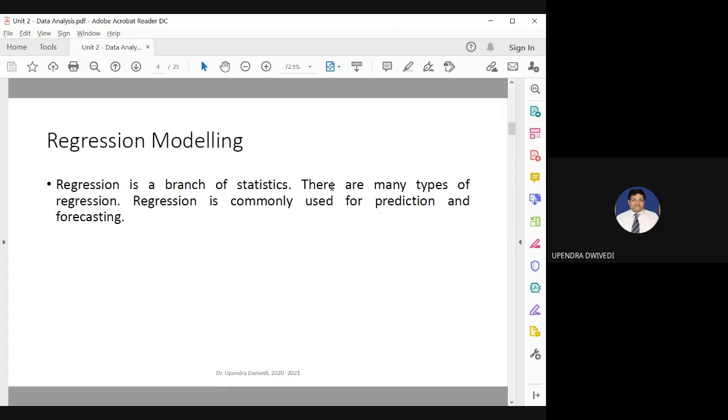Okay. There are many types of regression. As we proceed further in regression modeling, we'll find out what the different types of regression are, what their uses are, why they are different, and in which type of problem we can use the different types of regression model.